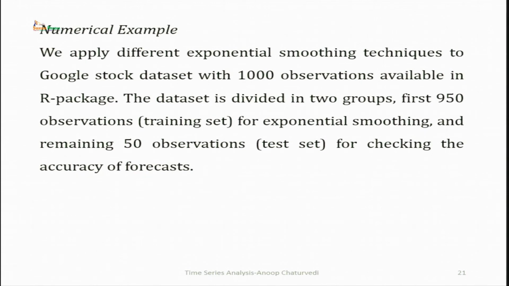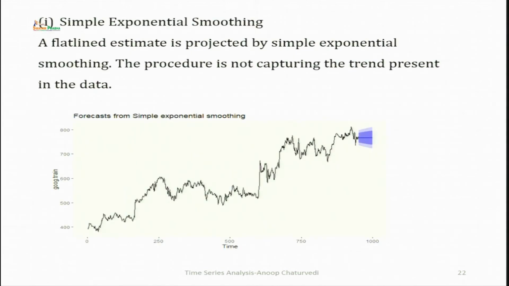So, actually I have divided the observations into two parts, 950 and 50. On 950 observations, I am going to fit different exponential smoothing procedures to obtain the forecasted values. And since you know the remaining 50 observations, you can easily check how much accurate your forecast is. So, first I have applied the simple exponential smoothing procedure. Now, this is the time series, and this part gives you the forecasted value.